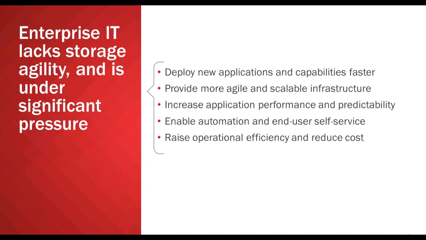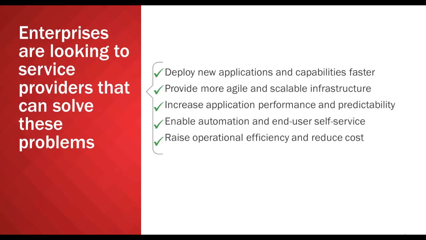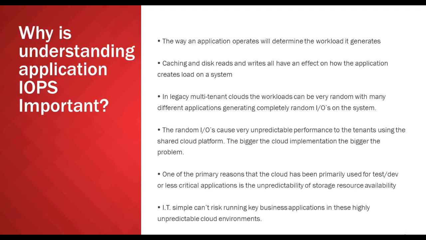So enterprise IT lacks storage agility and is under significant pressure to deploy new applications faster, provide more agile and scalable infrastructure, increase application performance and predictability, removing the noisy neighbor and delivering a predictable application experience. They're under pressure to enable automation and end-user self-service. Enterprise IT would love to stop the flow of rogue departments moving to public service providers without IT's permission, right? So that self-service is key to maintaining control and manageability of the IT infrastructure. And ultimately, reducing costs of the IT infrastructure is a key motivator for businesses today. Enterprises are looking to service providers like Databarracks that can solve these problems.